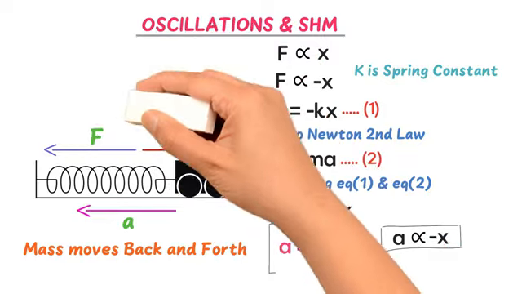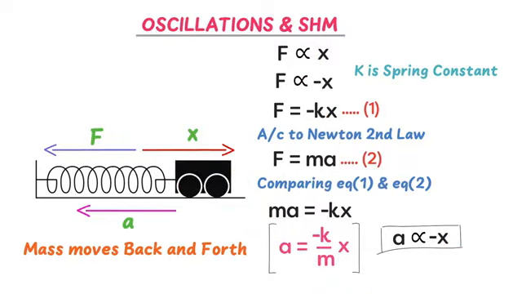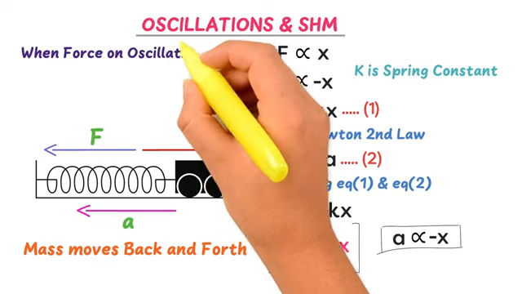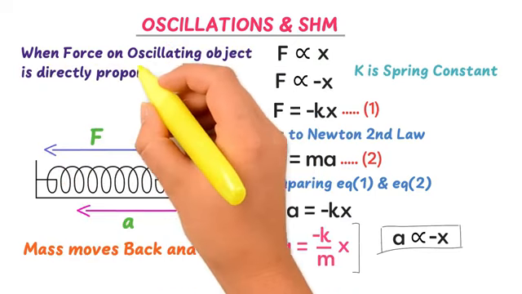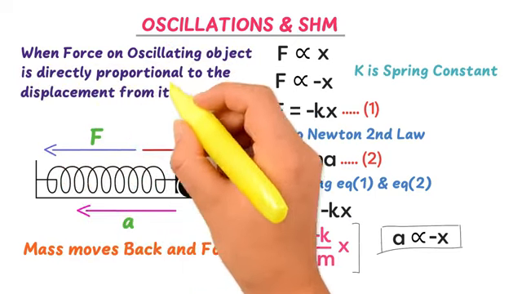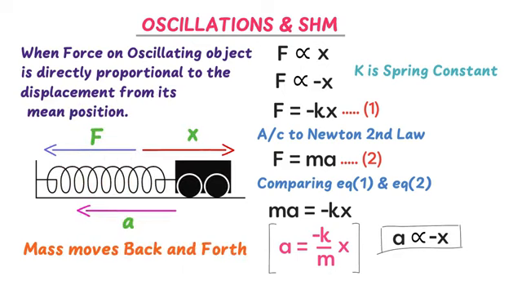Hence, we define SHM or simple harmonic motion as: when the force on an oscillating object is directly proportional to the displacement from its mean position, it is called SHM. Let me repeat it. When the force on an oscillating object is directly proportional to the displacement from its mean position, it is called SHM. Also remember that in SHM, acceleration is also directly proportional to displacement.